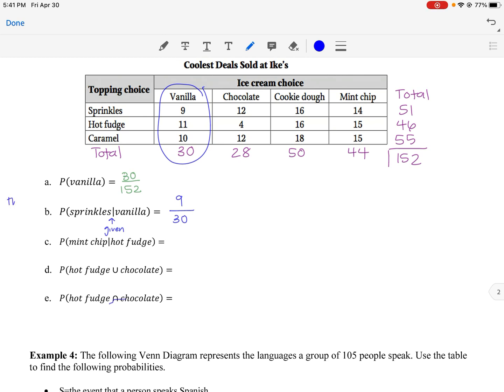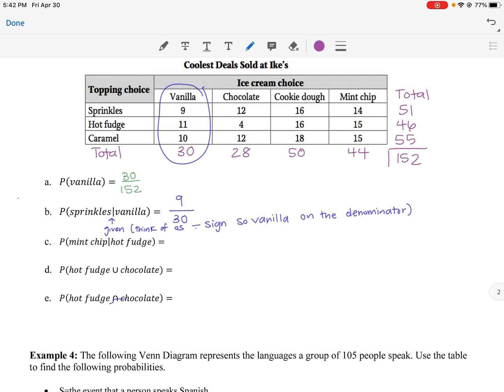So maybe I'll even write that. Think of given as divide sign. So vanilla on the denominator, or bottom of the fraction, right?